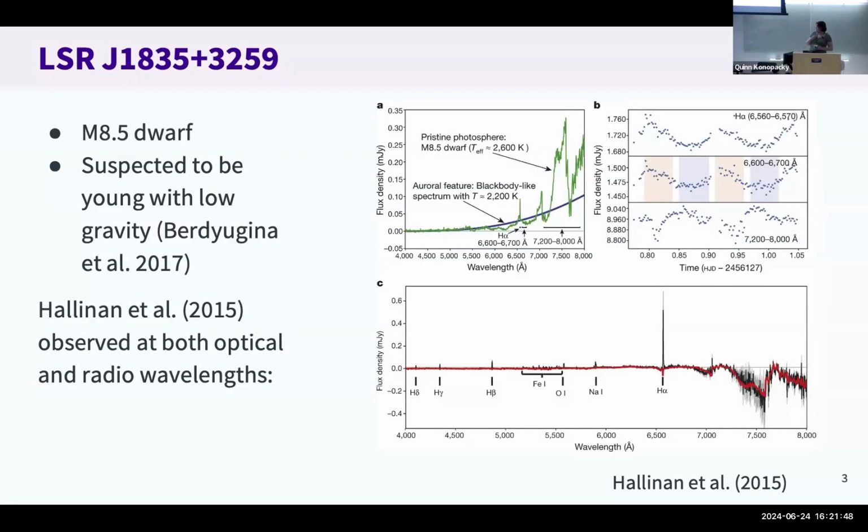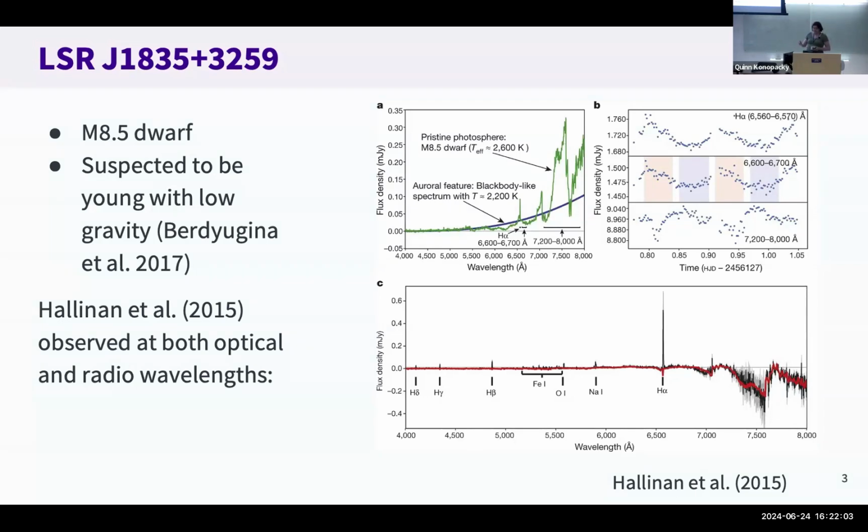So the brown dwarf I'm going to be talking about is LSR J1835. It is an M8.5 dwarf, meaning it is relatively warm, so we're not really expecting to see much dust. And it's also suspected to be young with low surface gravity.